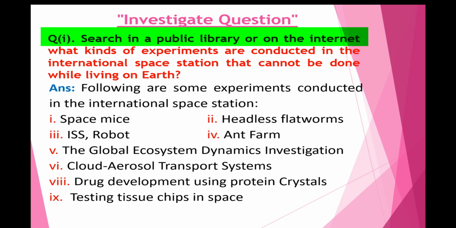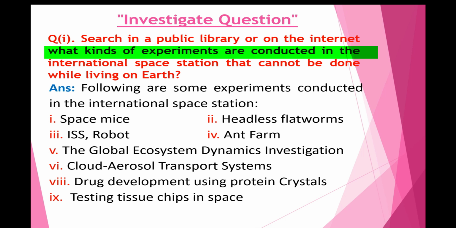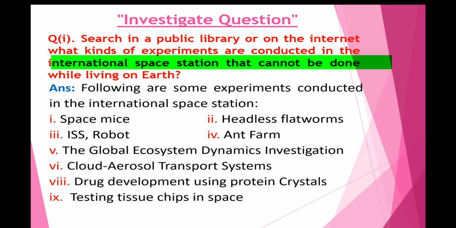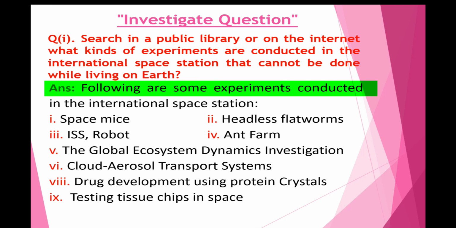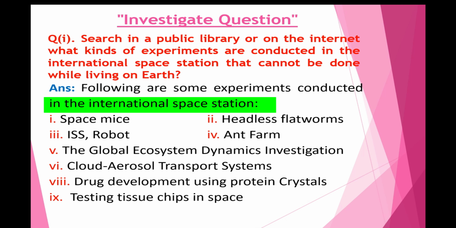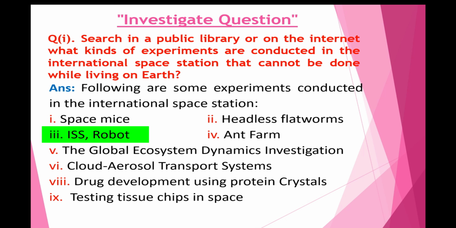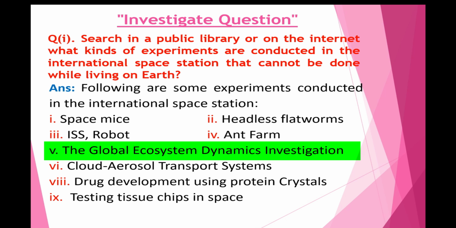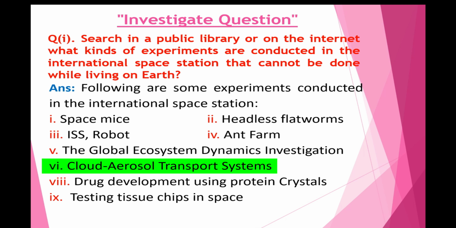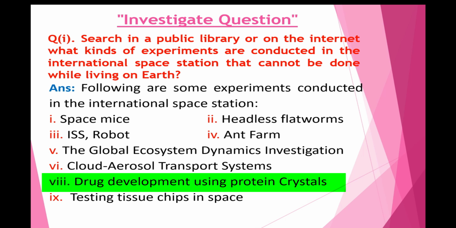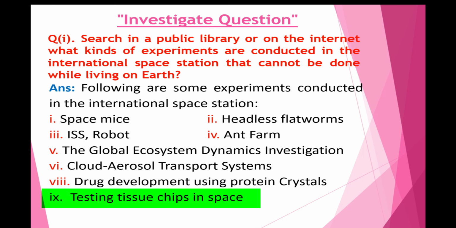Investigate question number 1. Search in a public library or on the Internet what kinds of experiments are conducted in the International Space Station that cannot be done while living on Earth. Answer. Following are some experiments conducted in the International Space Station: space mice, headless flatworms, ISS robot, ant farm, the Global Ecosystem Dynamics Investigation, Cloud Aerosol Transport System, drug development using protein crystals, testing tissue chips in space.